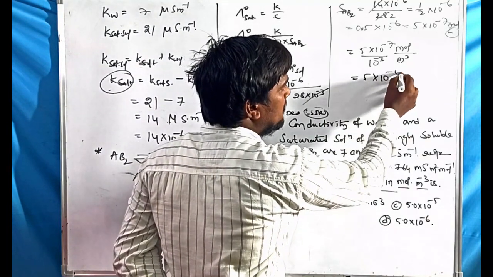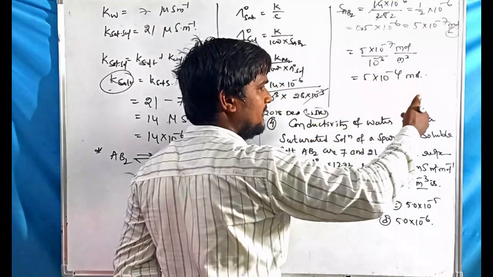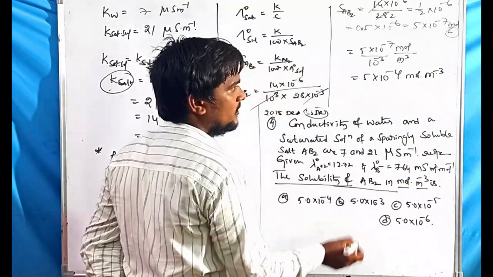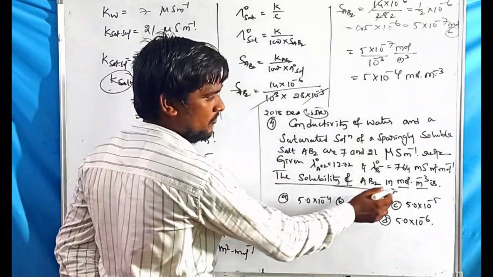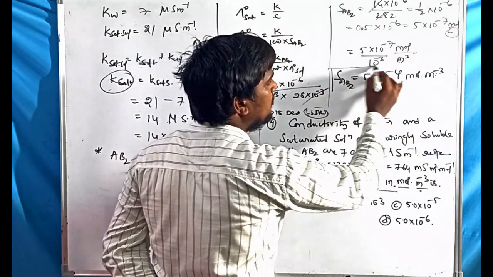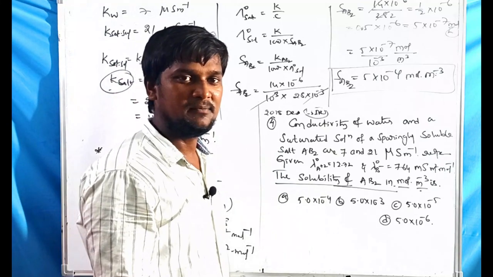So now we will get 10^-4 mol per meter cubed. Here meter to the power 3 can shift to the numerator, then it becomes minus 3. So mol meter^-3. The solubility concentration of AB2 is 5 × 10^-4 mol per meter cubed, mol m^-3.